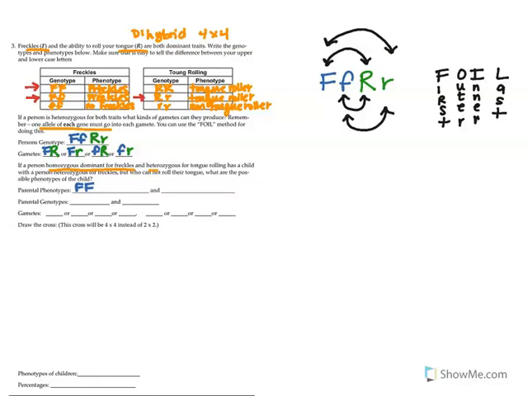And it looks like they're heterozygous for tongue rolling. So heterozygous for tongue rolling, that's this guy again right here. Heterozygous for tongue rolling, so that's uppercase R, lowercase r. There's one parent. That's their genotype.